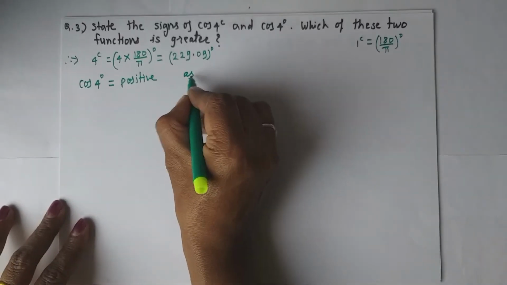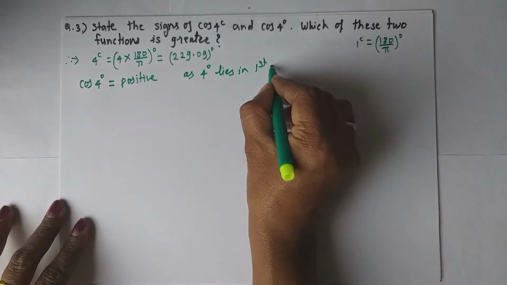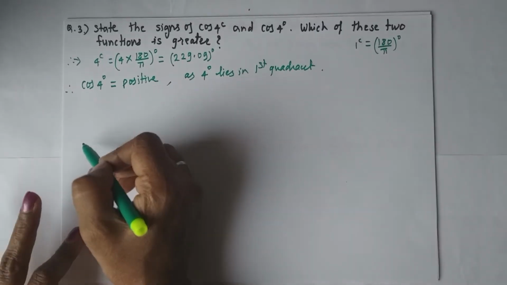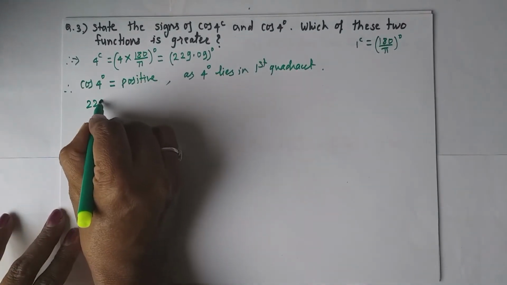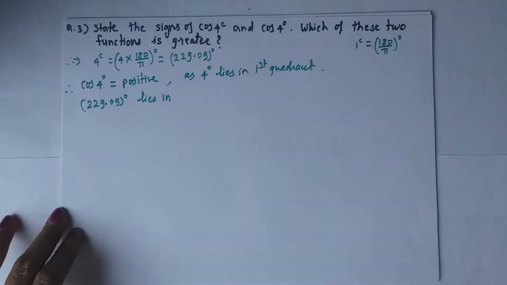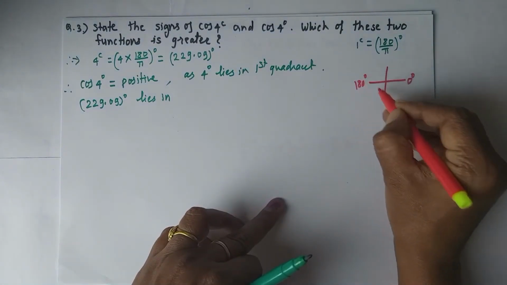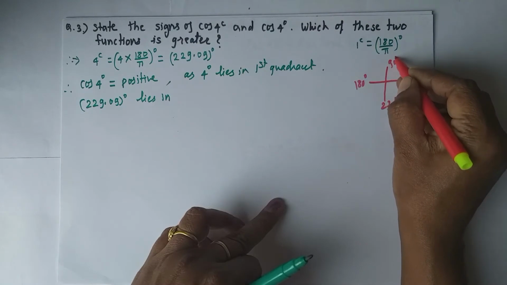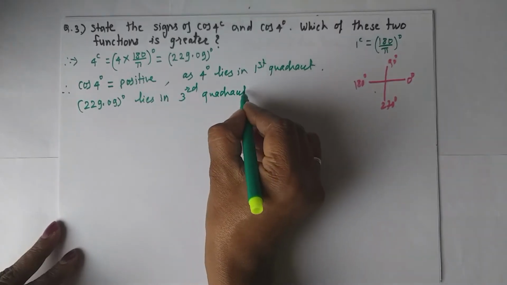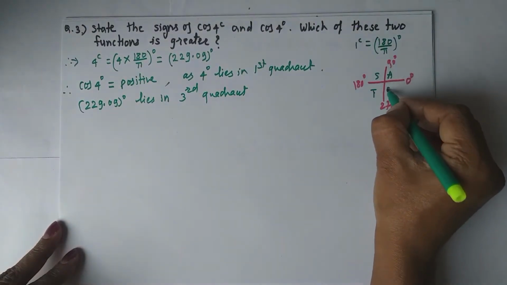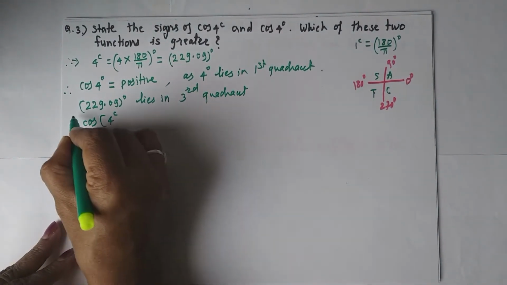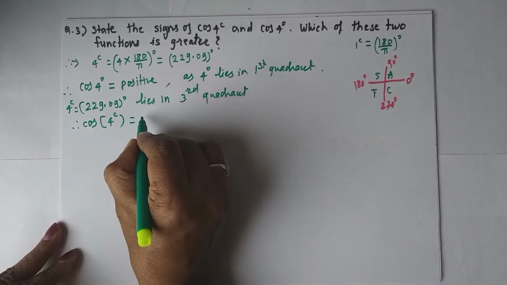You write down as 4 degree lies in first quadrant. Therefore this cos 4 degree is positive because in first quadrant all the trigonometric functions are positive. Now this 229.09 degree lies in which quadrant? See here. Here is 0 degree, here is 180 degree, here is 270 degree. Okay, here is 90 degree. 229 means in third quadrant. Okay, lies in third quadrant. And we know that all sine, tan, cos, in third quadrant, cos is negative. Therefore, cos 4 radians, this is equivalent to 4 radians, is negative.